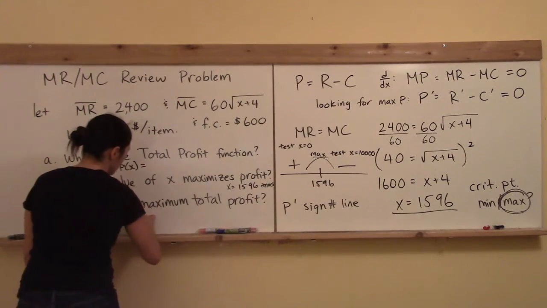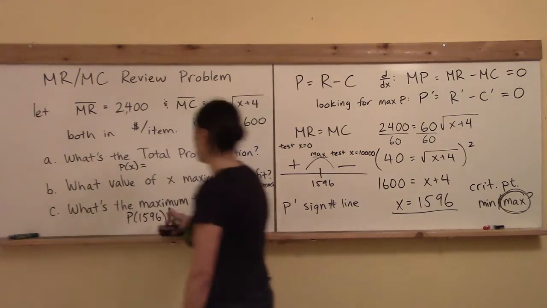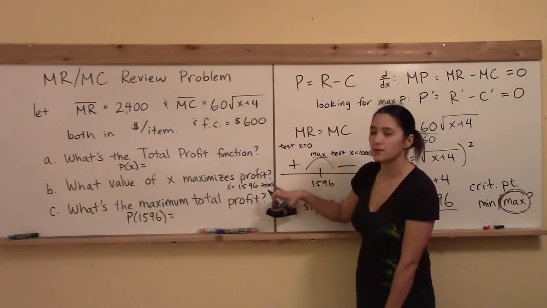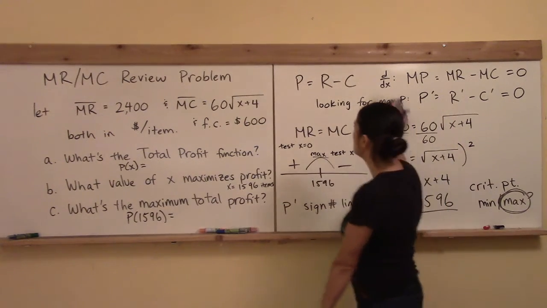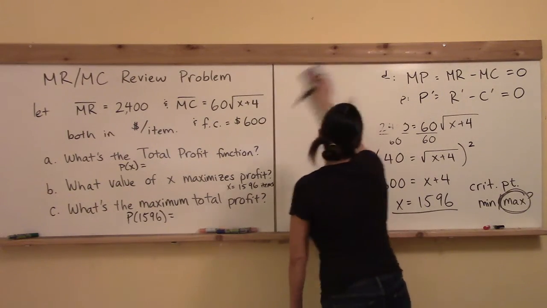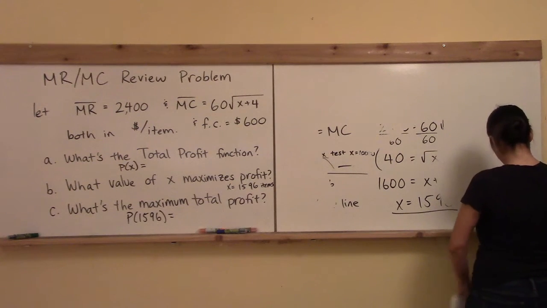And then the answer to C will be P of 1596, and whatever that is when I plug in 1596. But isn't it funny how we were able to get this without doing the integration that yields the total profit function? Ha ha, yes, hilarious. Okay, so let's get that total profit function.